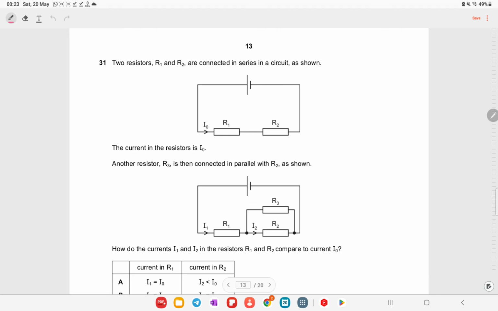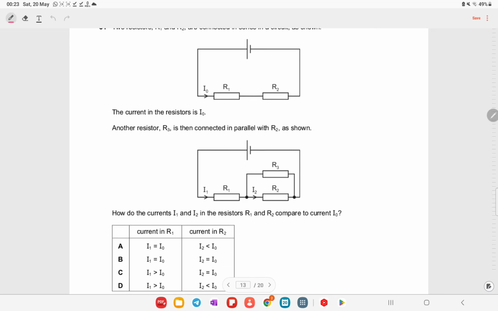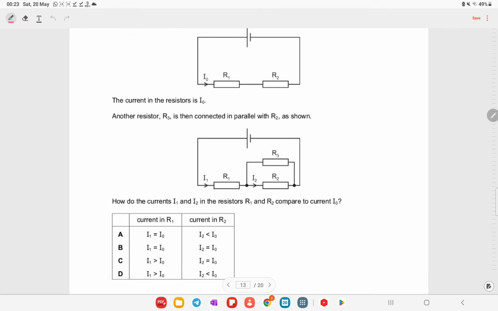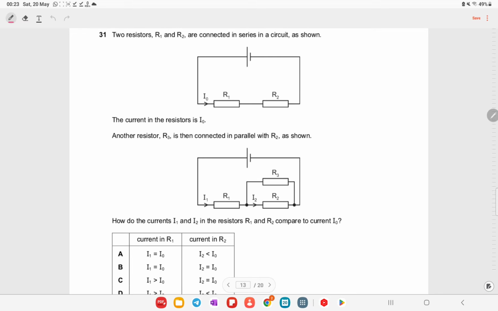Two resistors R1 and R2 are connected in series in a circuit as shown. The current in the resistor is I0. Another resistor R3 is then connected in parallel with R2 as shown in this figure. How do the currents I1 and I2 in the resistors R1 and R2 compare to I0?